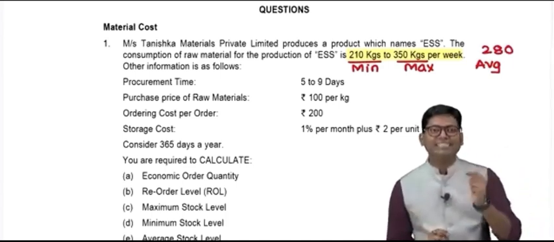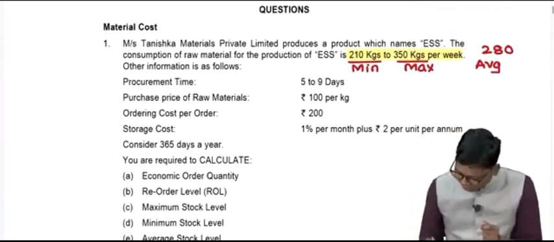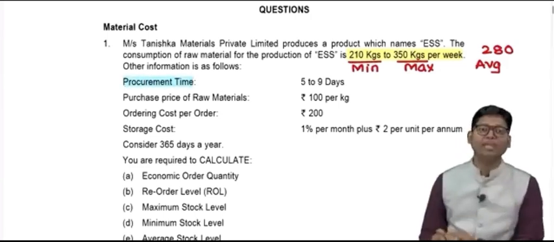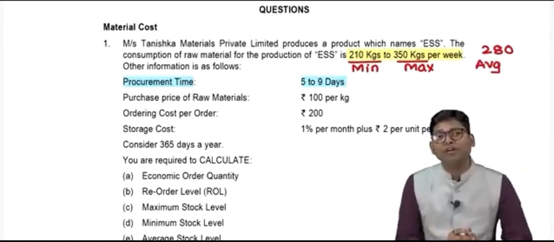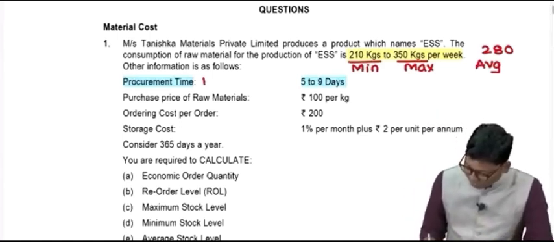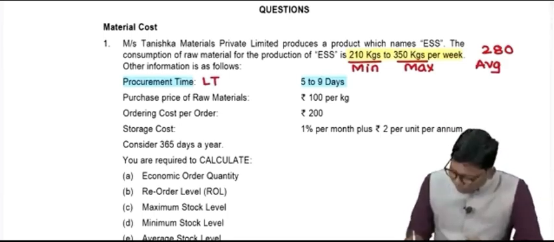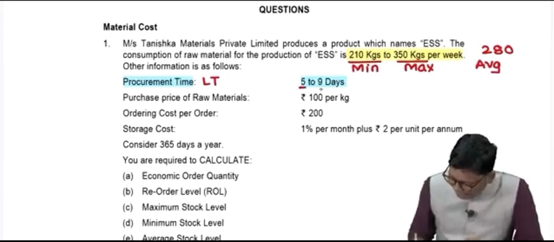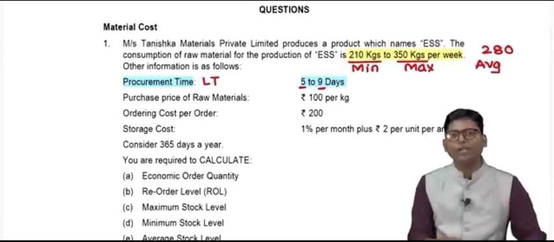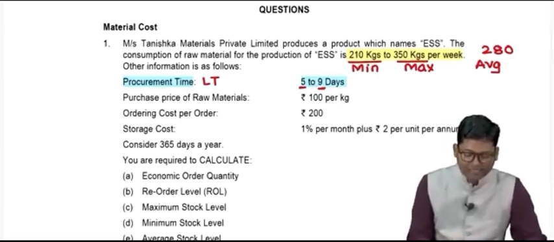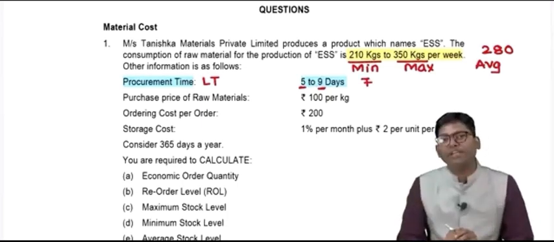But if you check the next line, the very first information given in the other points is procurement time. Procurement time is given as 5 to 9 days. Now what is the meaning of procurement time? In simple words, procurement time is a delivery period. It is also called lead time. So 5 days is the minimum lead time and 9 days is the maximum lead time. To calculate the average lead time, again calculate the simple average: 5 plus 9 divided by 2 is equal to 7, and 7 days is your average lead time.